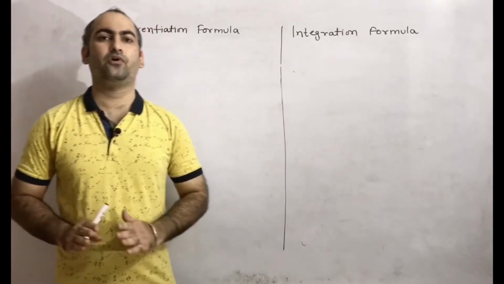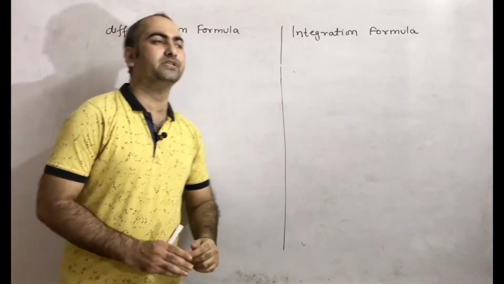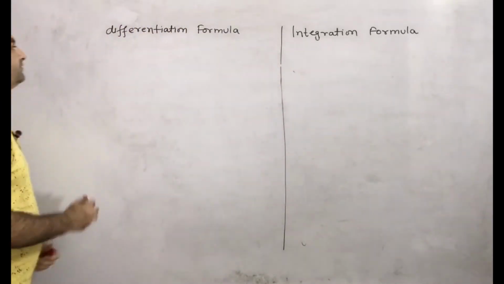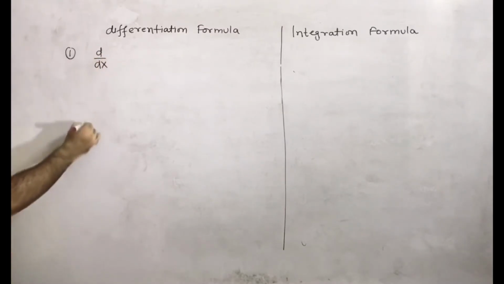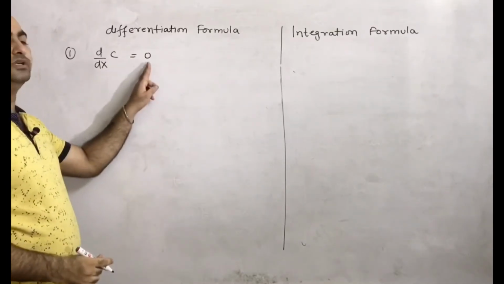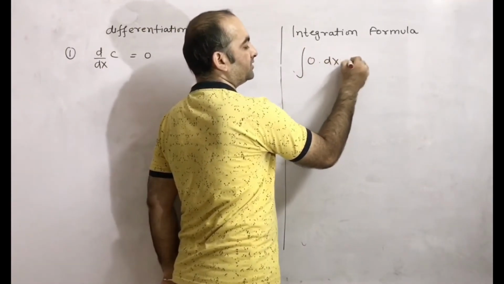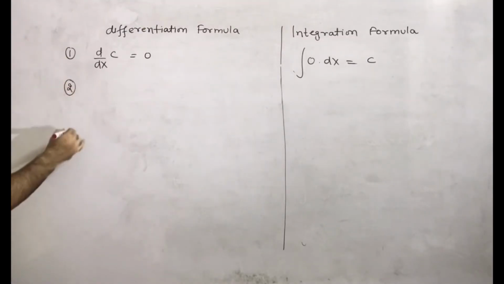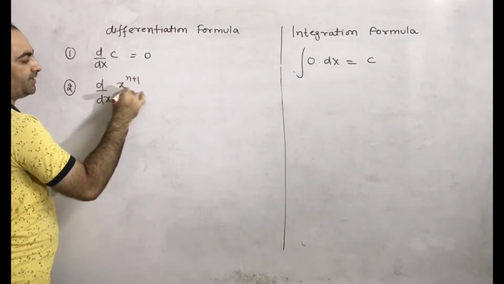Next we are discussing formulas. We know that integration is the reverse process of differentiation. So one side we are writing the differentiation formula, other side we are writing the integration formula. So the first formula is d by dx of a constant. Differentiation of a constant is 0. Then if you integrate 0, we will get a constant. So integration of 0 into dx will be some constant c.